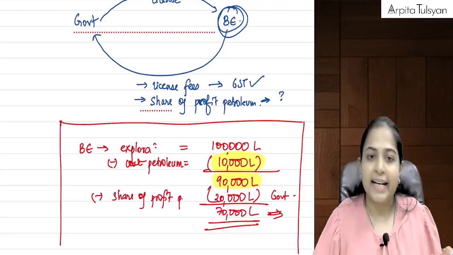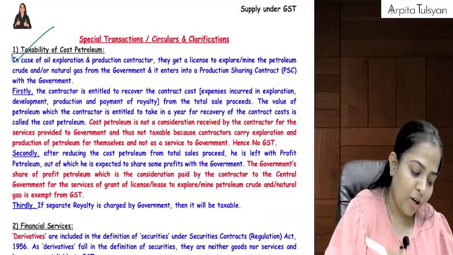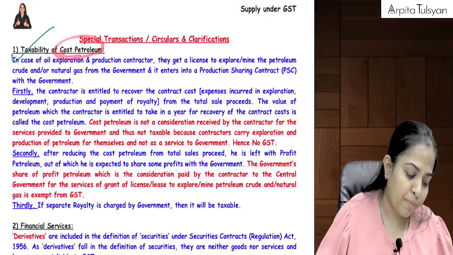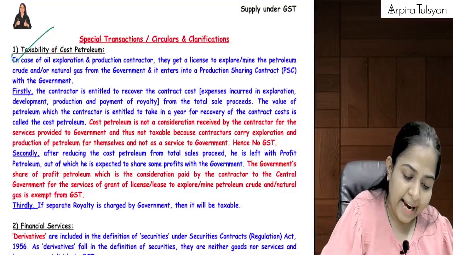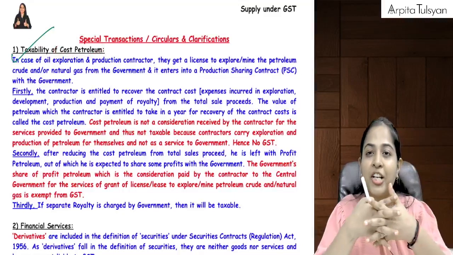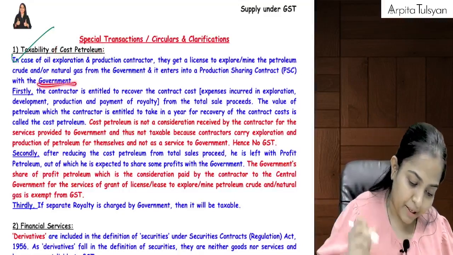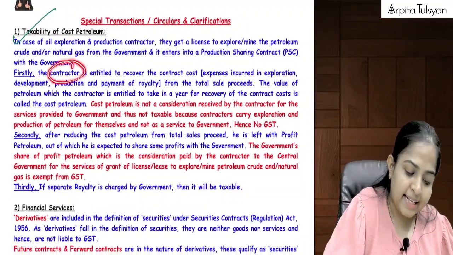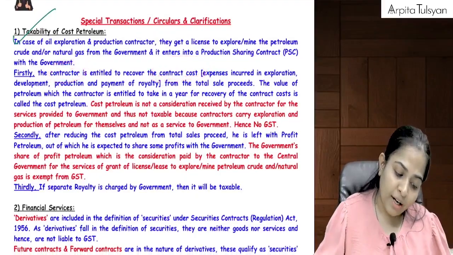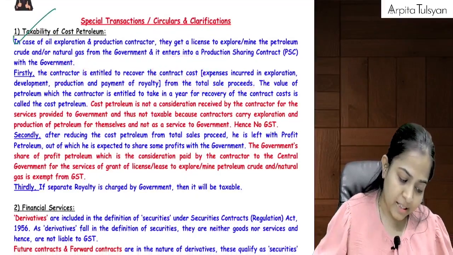Did you understand the entire transaction, everyone? See what they are telling us here about the taxability of cost petroleum. First of all, they enter into a contract called a production sharing contract with the government. Now the contractor is entitled to recover the contract cost from the total sale proceeds.